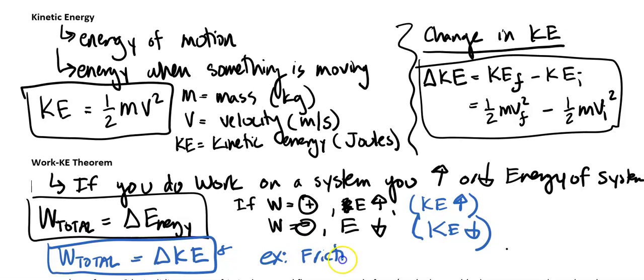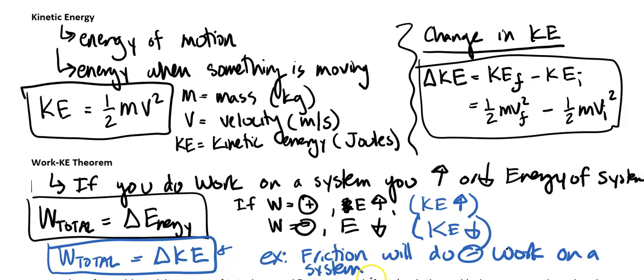Friction will always do negative work on a system. So it will take away energy from a system.